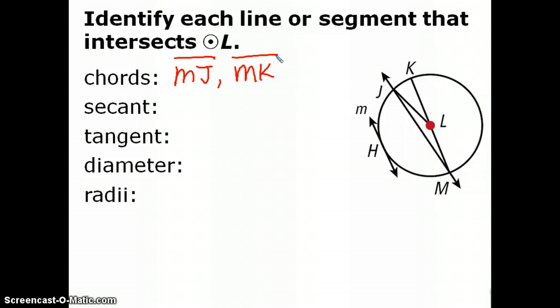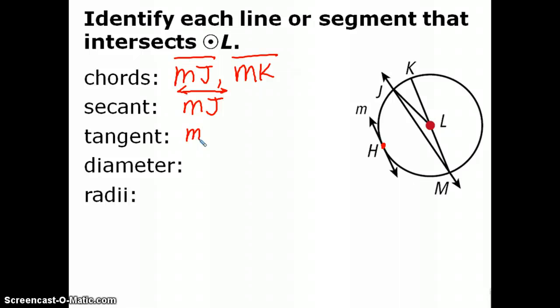A secant, a line that passes through 2 points, goes through MJ. You'll notice that on top here, we put arrows going both directions. And that, I think, is the only secant. A tangent. It looks like we've got a tangent here. It's a line which only intersects at 1 point. So we're going to call that line M.